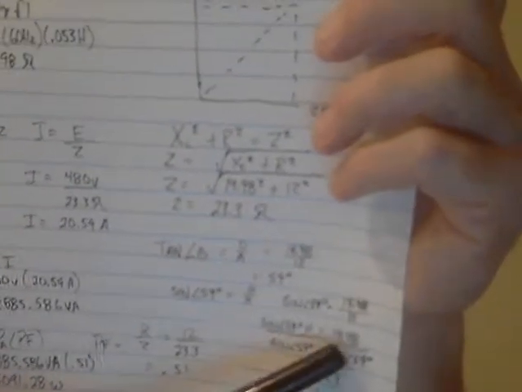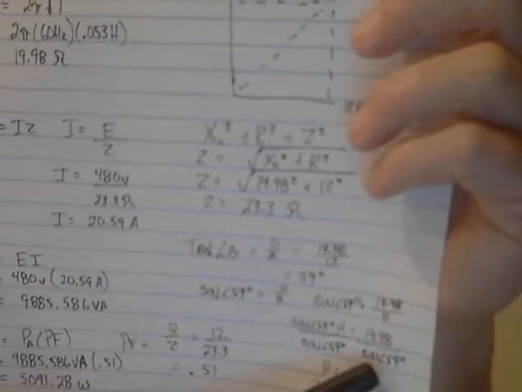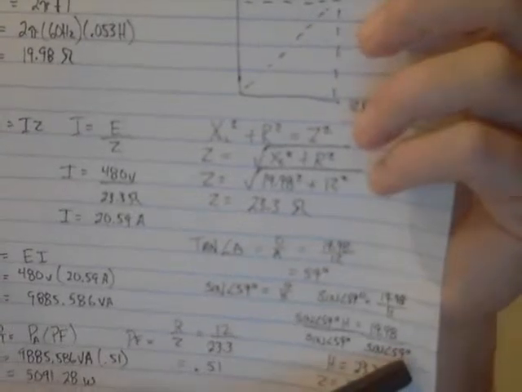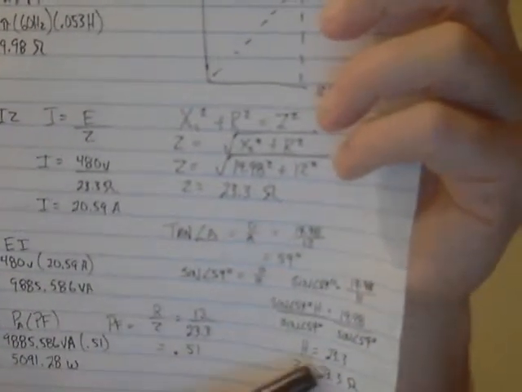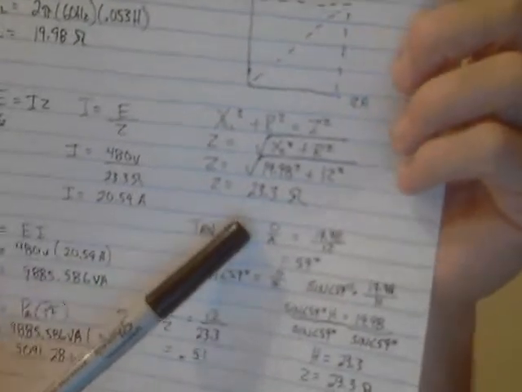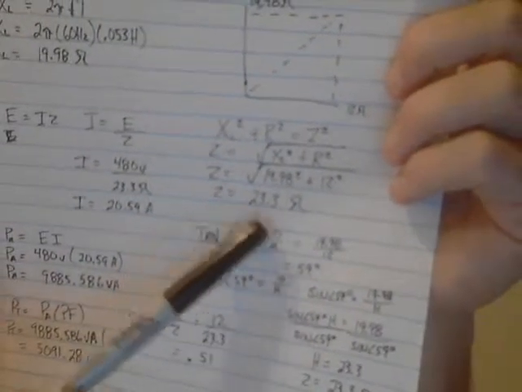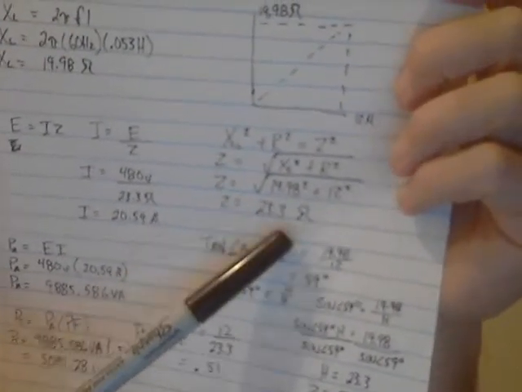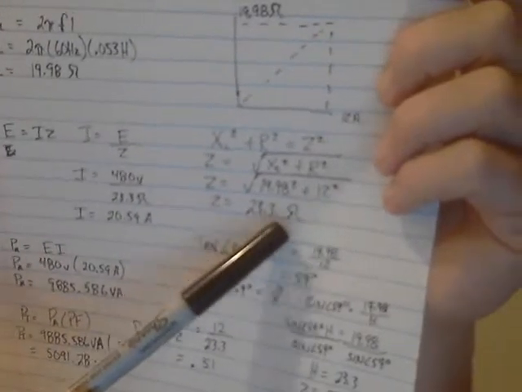So I wind up with h equals 19.98 divided by the sine of angle theta, which is 59 degrees, and that's going to give me the value of 23.3, which matches with my other equation where I used Pythagorean theorem, and also got a result of 23.3.